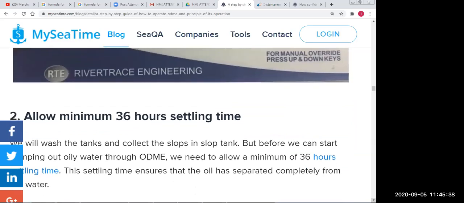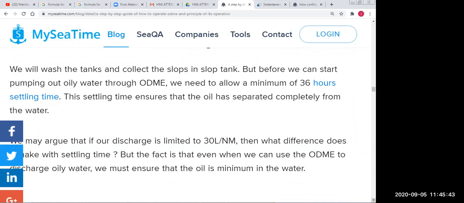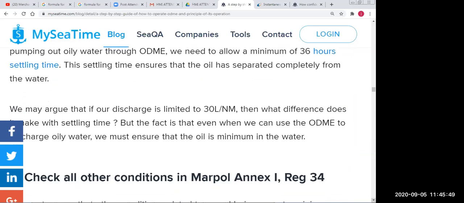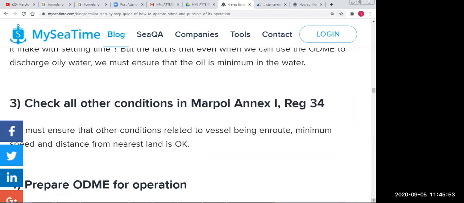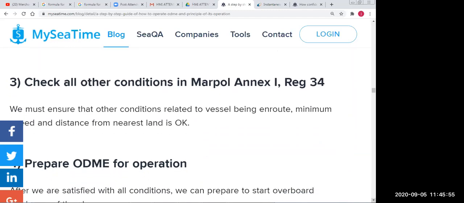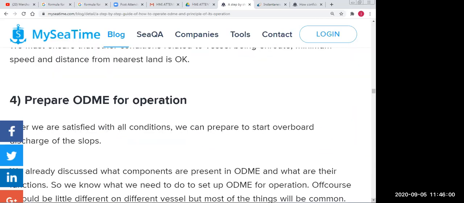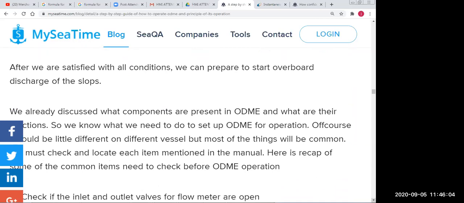Then it will ask you, have you allowed 36 hours of settling time? So the slop tank should be decanted for 36 hours for separating the oil and water, because we should have minimum oil going out. Then if all other conditions are satisfied, then we can start the overboard discharge.